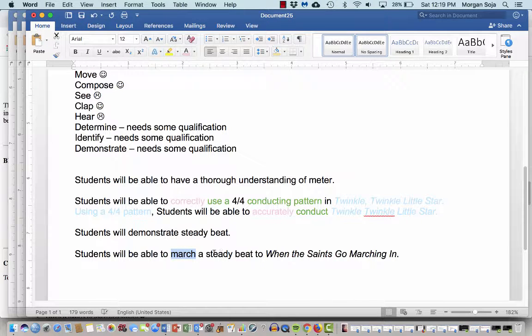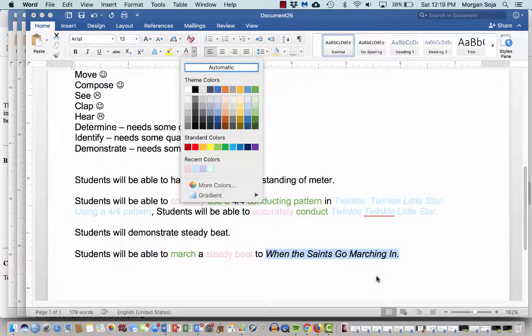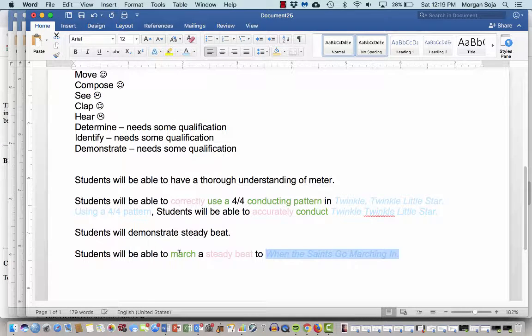So march is our verb. That's a thing. I can watch them march. And then we want it to be steady, right? That's part of the thing. That's the degree to which I want them to be able to do it. And then the context is When the Saints Go Marching In. That's the condition while When the Saints Go Marching In is being played or sung or whatever the thing is. So we want them to march. Steady beat is literally the thing. That's the degree. We want them to keep it steady and do it to When the Saints Go Marching In. So that is a better way of saying students will demonstrate steady beat.